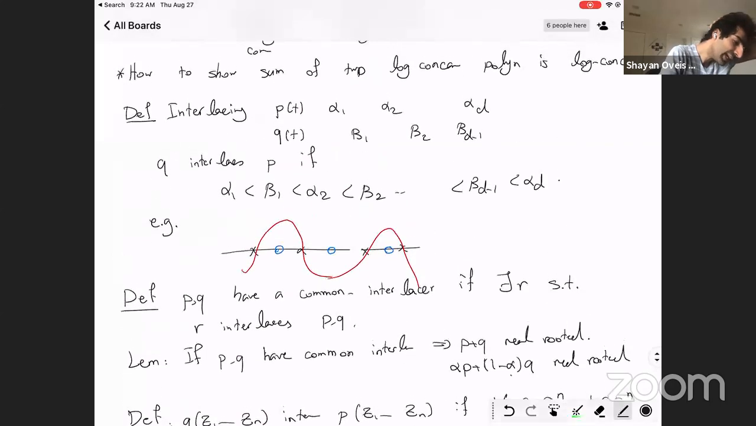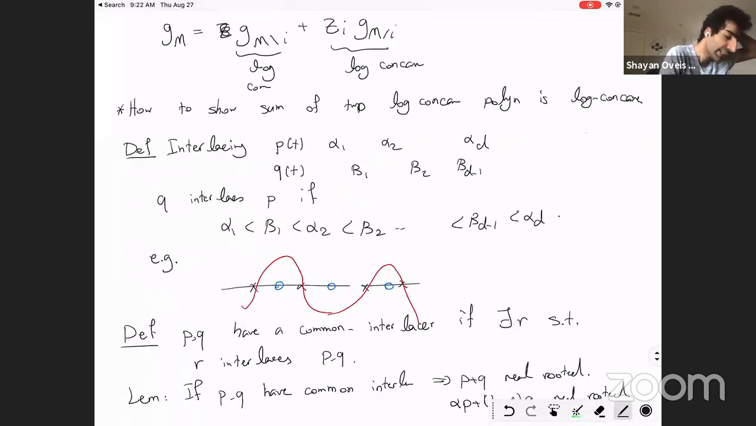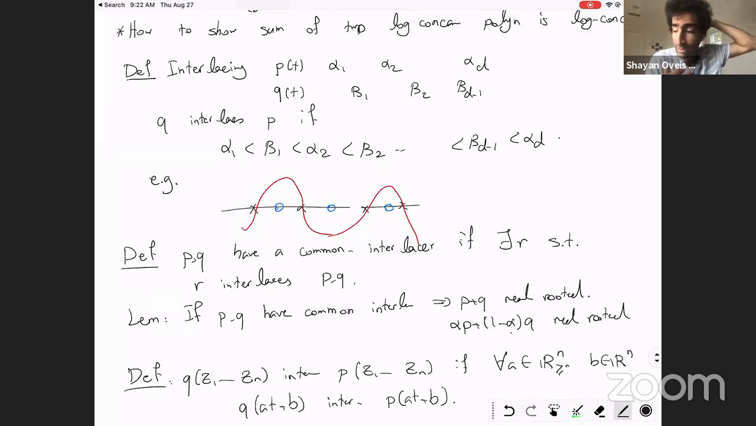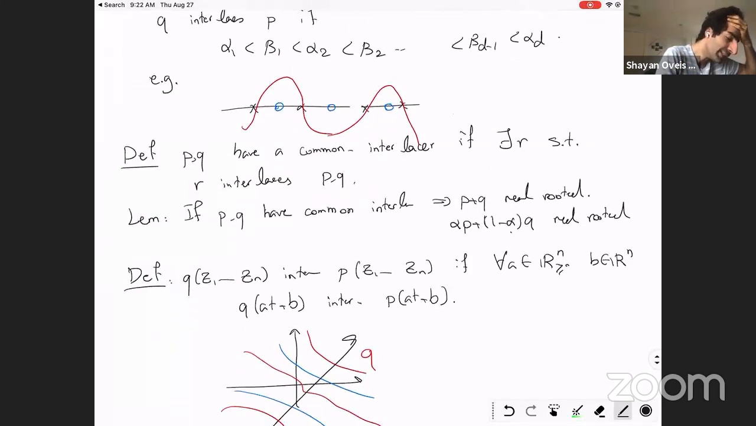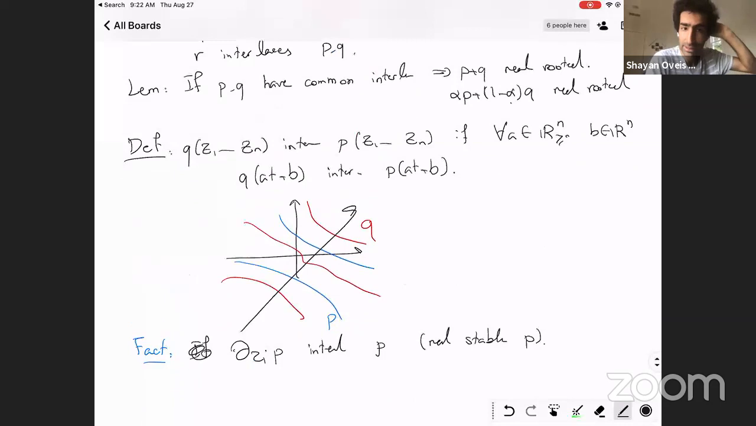We wanted to understand when we can say the sum of two real stable polynomials, for example, is real stable, or the sum of two log concave polynomials is log concave. So I said that for real stability, you want to have a common interlacer, right? But how can you know that a polynomial is a common interlacer of two polynomials?